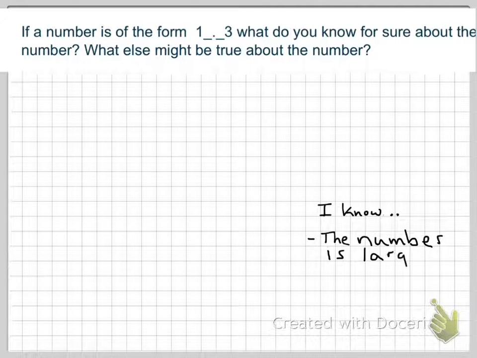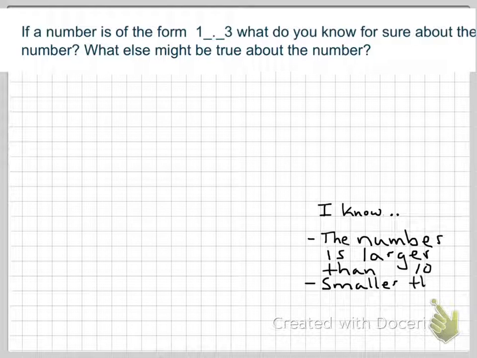And I know that because there is a 1 in the tens column. I also know that the number is going to be smaller than 20. Okay.